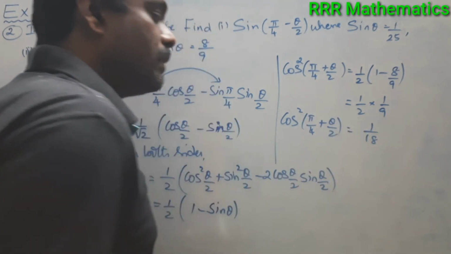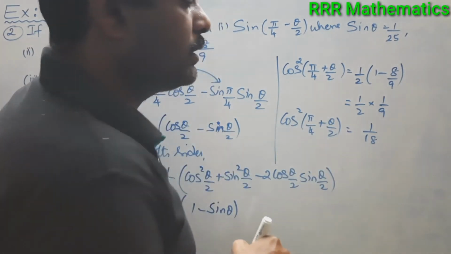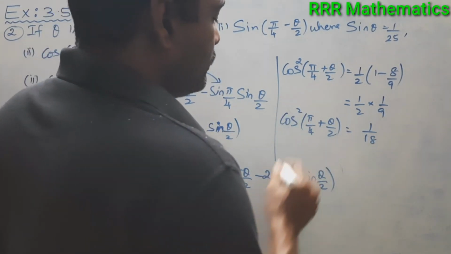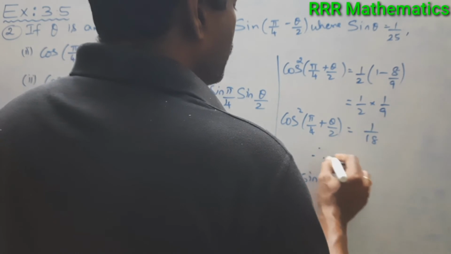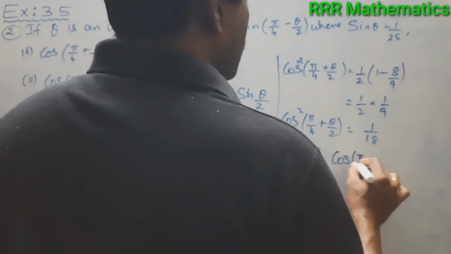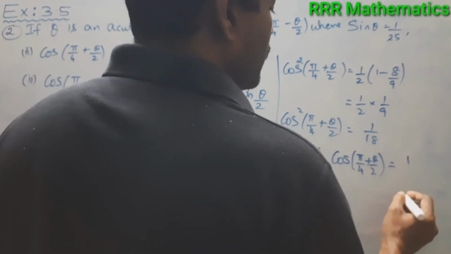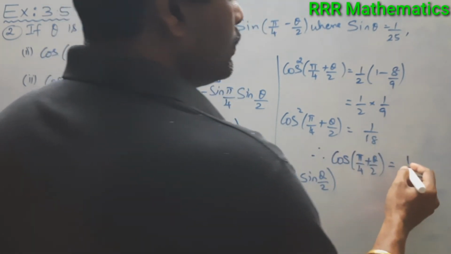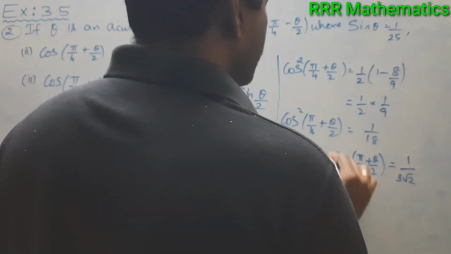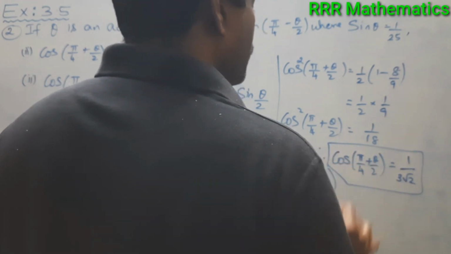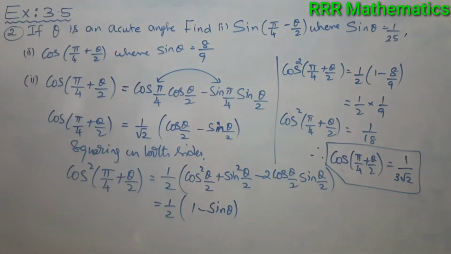Since theta is an acute angle, 45 plus theta by 2 gives an acute angle, which lies in the first quadrant. Therefore, cos of pi by 4 plus theta by 2 is equal to the square root of 1 by 18, where 9 into 2 gives 3 root 2. So in this case, cos of pi by 4 plus theta by 2 gives 1 by 3 root 2.